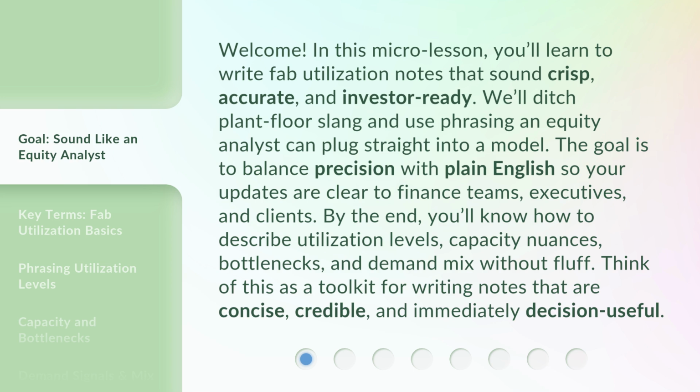Welcome! In this micro lesson, you'll learn to write fab utilization notes that sound crisp, accurate, and investor-ready. We'll ditch plant floor slang and use phrasing an equity analyst can plug straight into a model. The goal is to balance precision with plain English, so your updates are clear to finance teams, executives, and clients. By the end, you'll know how to describe utilization levels, capacity nuances, bottlenecks, and demand mix without fluff. Think of this as a toolkit for writing notes that are concise, credible, and immediately decision useful.